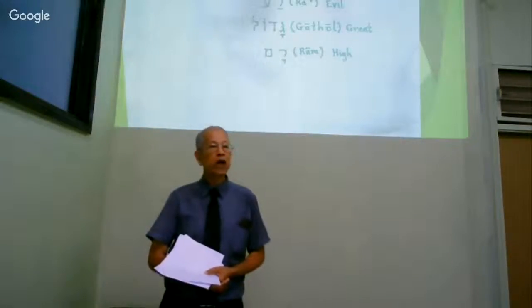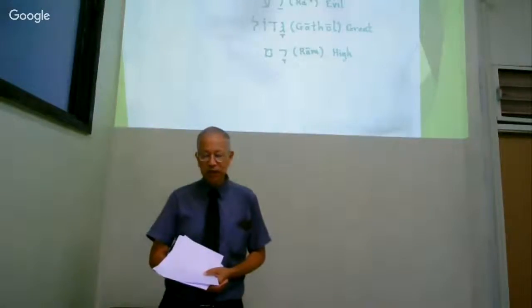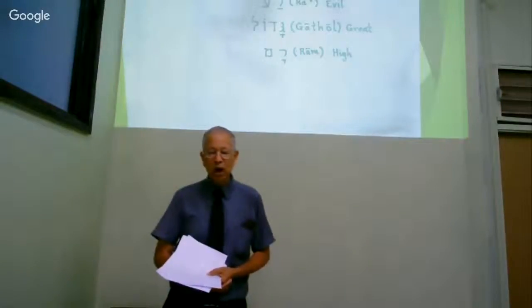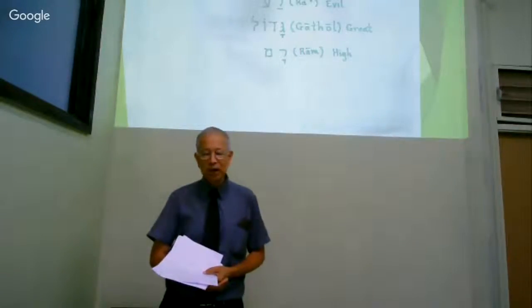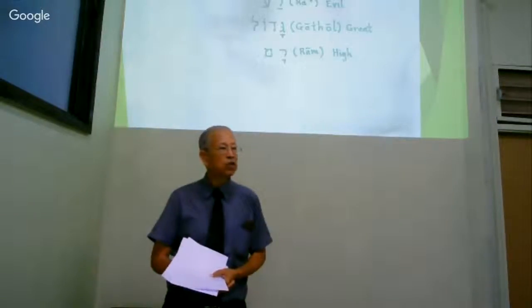Ra, because the ayin at the end is not pronounced in English, so you say ra, that means evil. Gadol, the third word, means great, and Ram means high. Notice all of these masculine singular adjectives have a different ending. They don't have one special ending, just like the masculine singular noun.